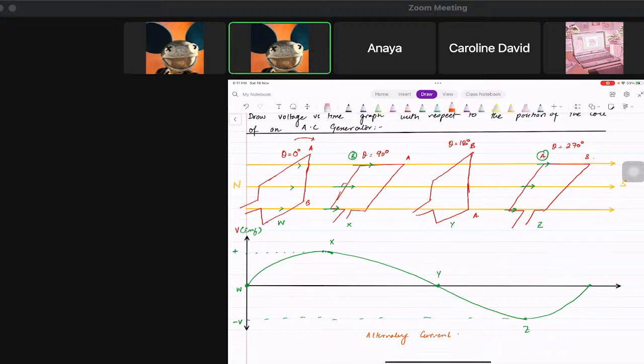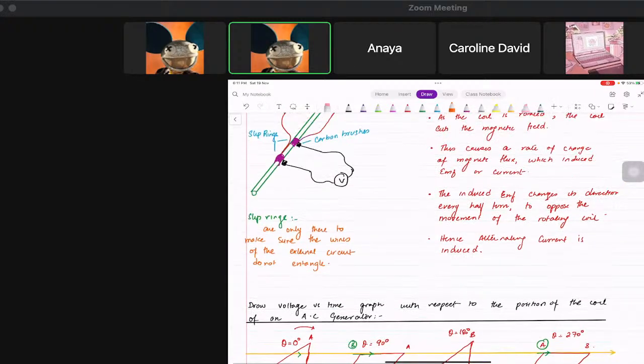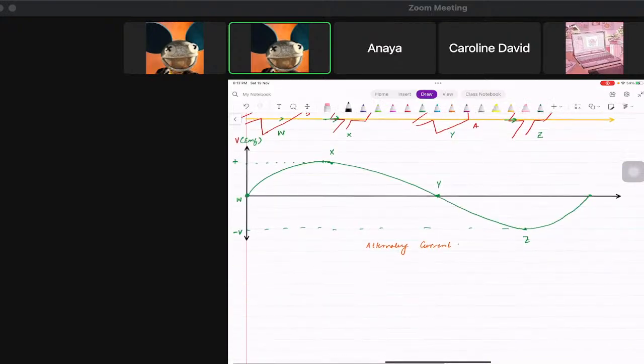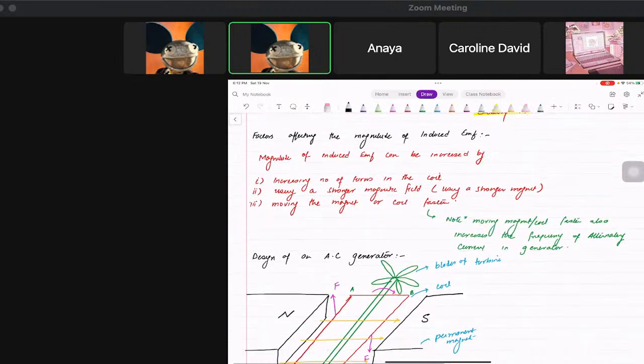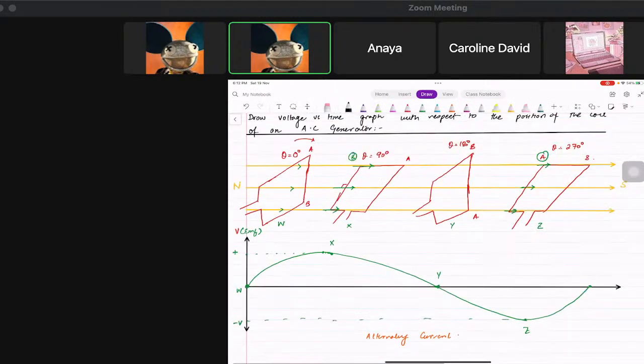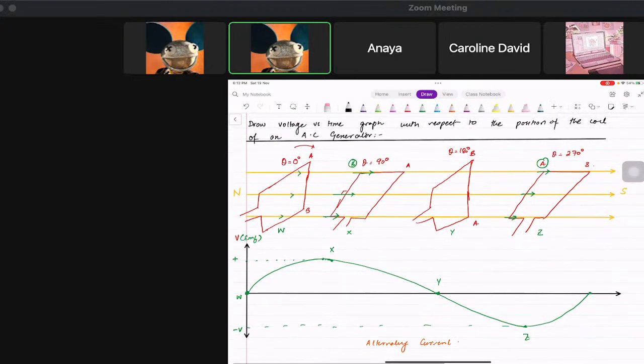Okay, so this is basically how it's done. I've actually written how to make factors that increase it, so that's fine. So this is basically all we need to know about the AC generator and how it works. From this point onwards, we're going to move towards the transformer. So let's do that, okay? I hope you guys have copied this.